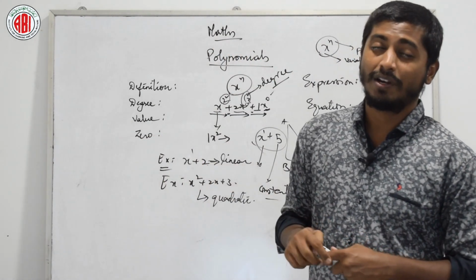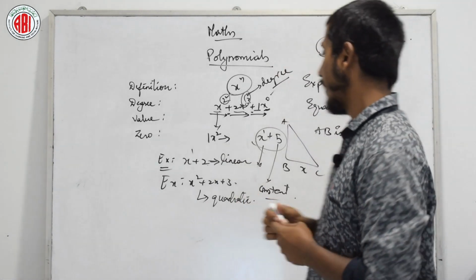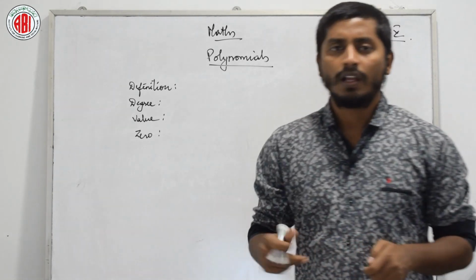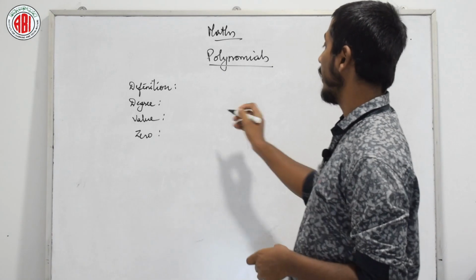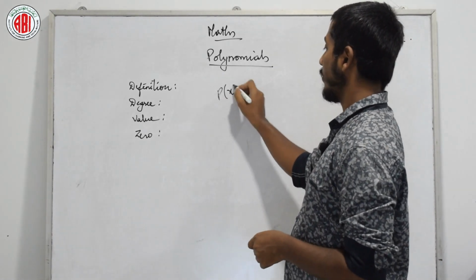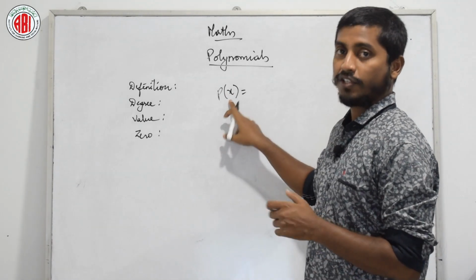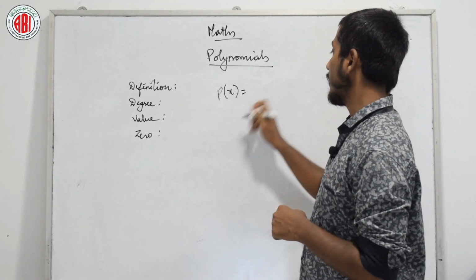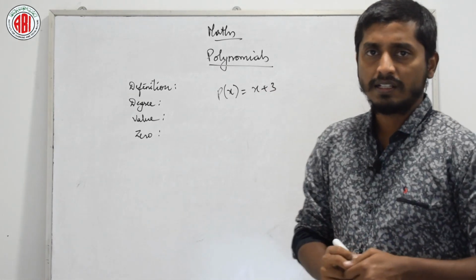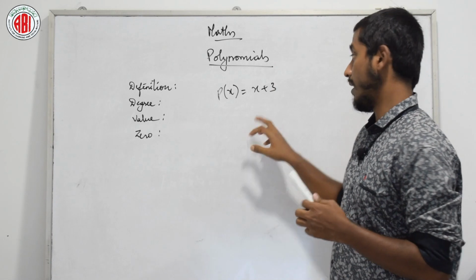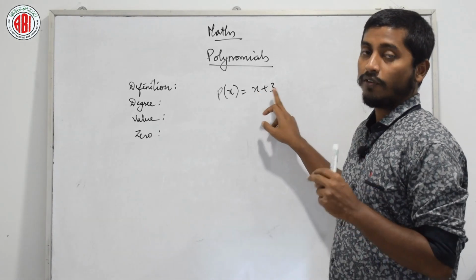Next, let us discuss what is a value. What does the value actually mean? For example, a polynomial is denoted by p of x. Remember this notation. A polynomial is a function of x. Let us assume it to be x plus 3. What is the value of this? See here, what are the terms in this? This is x and this is 3. There are 2 terms. What is the degree?